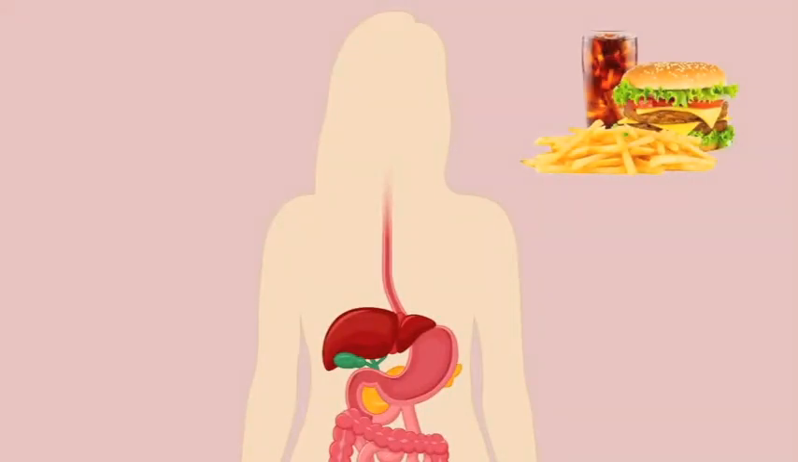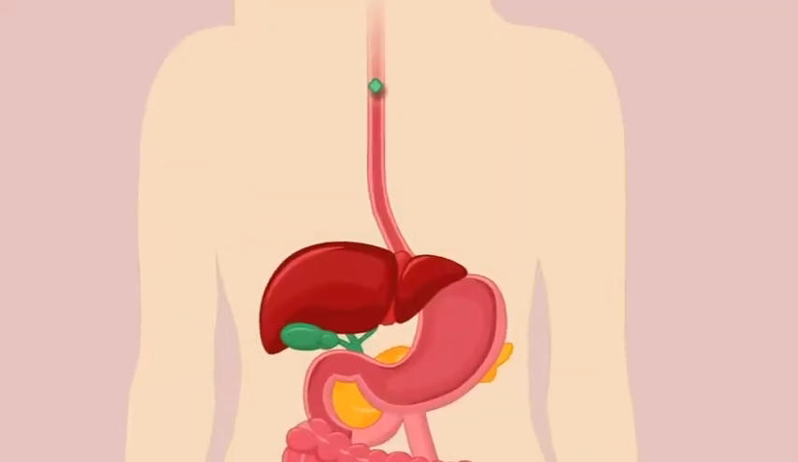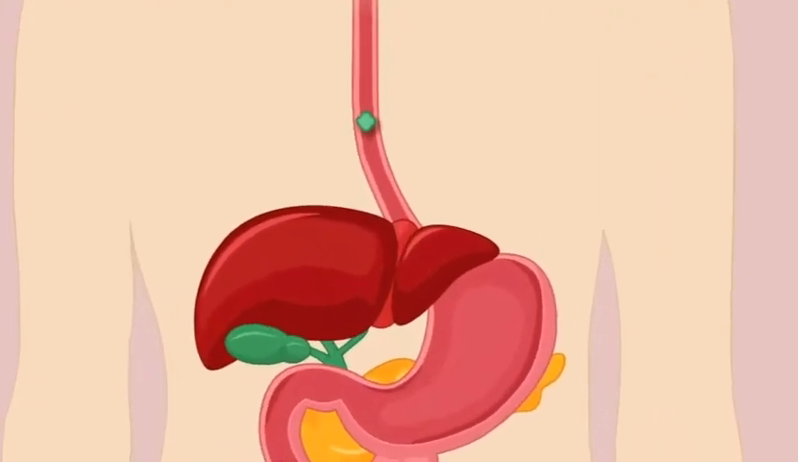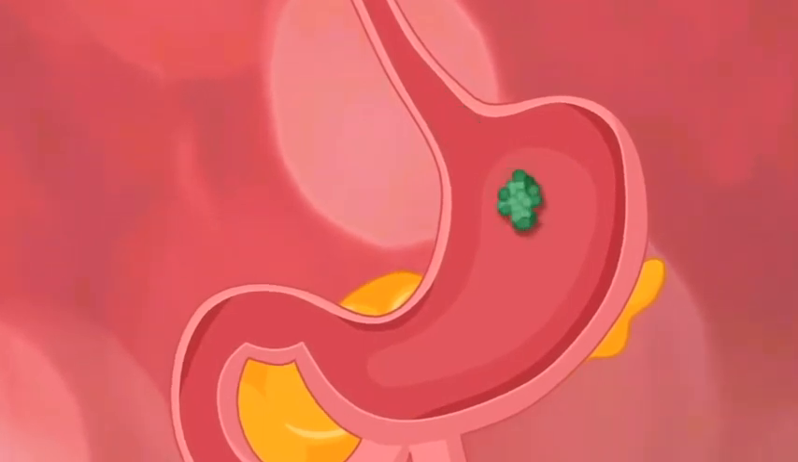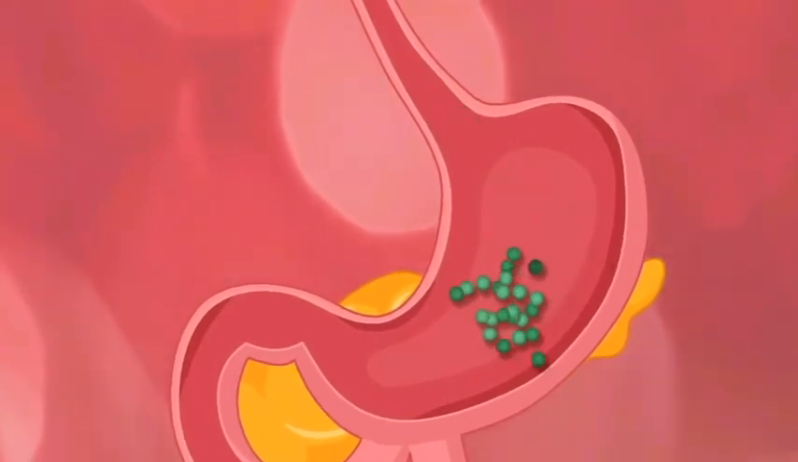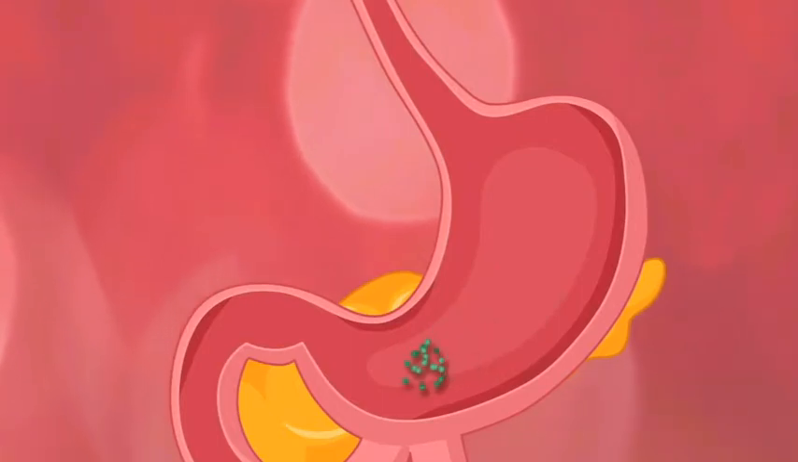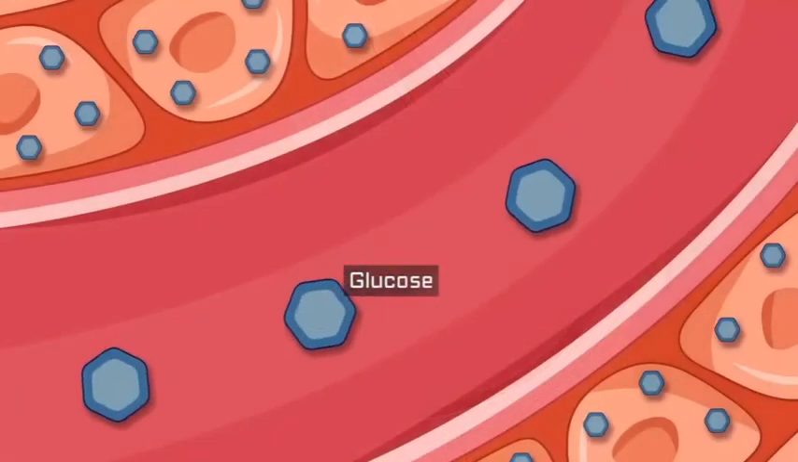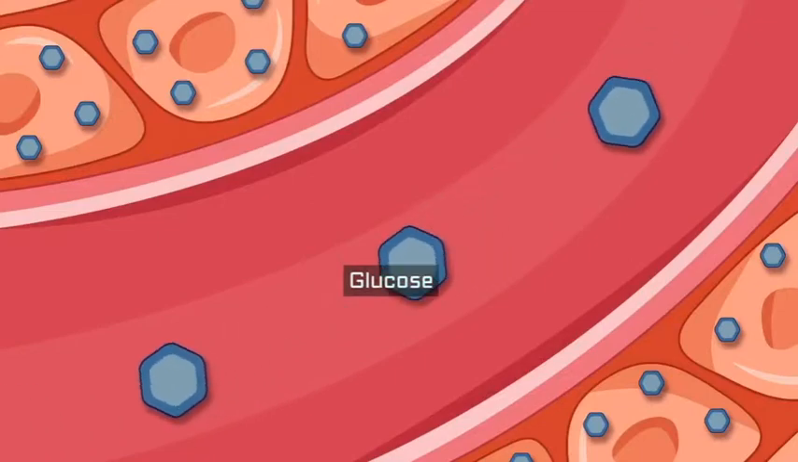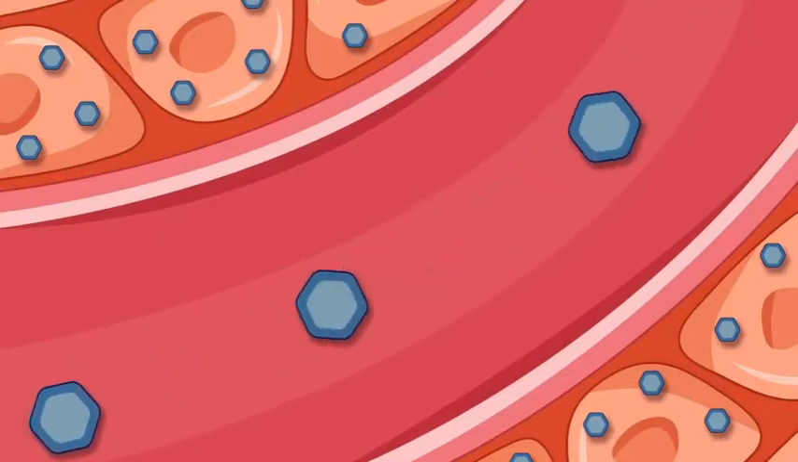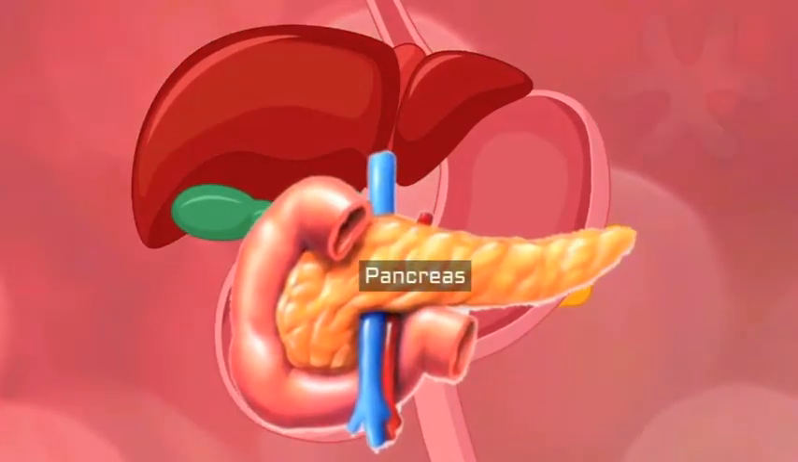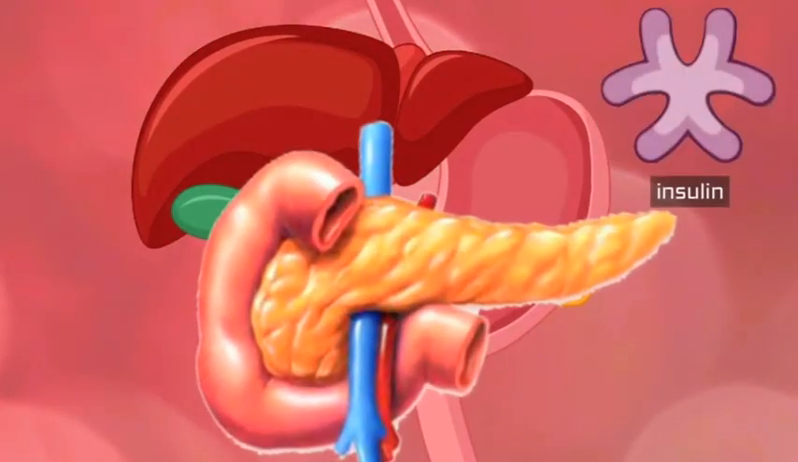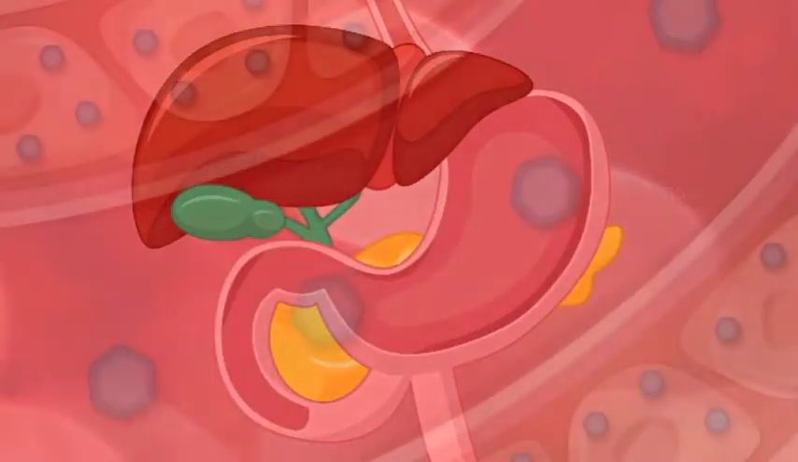When we ingest food, it travels along the digestive tract, where it is broken down into its component nutrients. One such nutrient is glucose, which is a simple sugar. It is absorbed by the stomach and intestine. Once glucose is absorbed into the bloodstream, it increases the blood sugar level. As a result, it sends signals to the beta cells of the pancreas to secrete the hormone insulin. Insulin is a very important hormone in our body that regulates the blood glucose level.